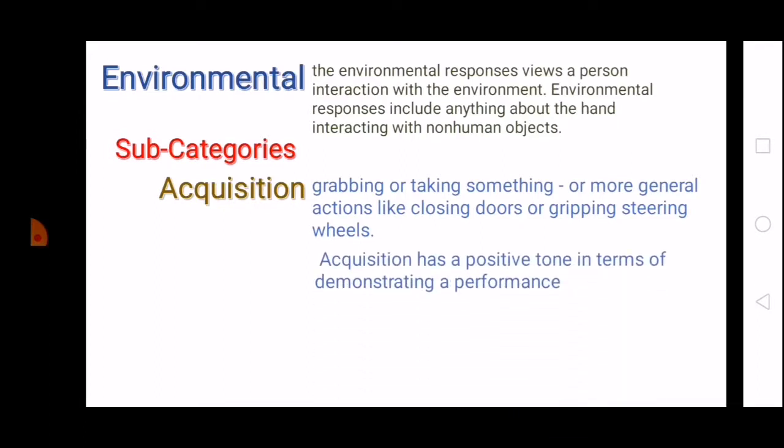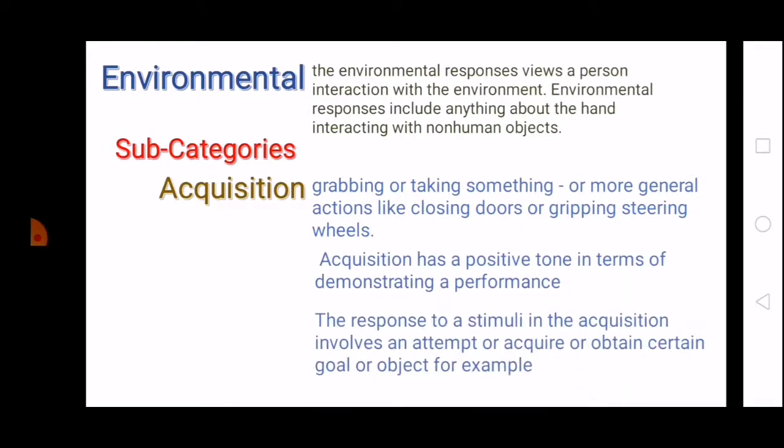So acquisition has a positive tone in terms of demonstrating a performance. A response to the stimuli in acquisition involves an attempt to acquire or obtain a certain goal or object. For example, trying to catch a ball. That's why it's called acquisition: you're trying to acquire something.